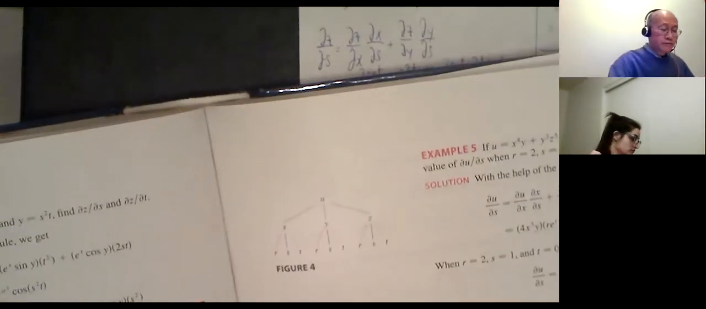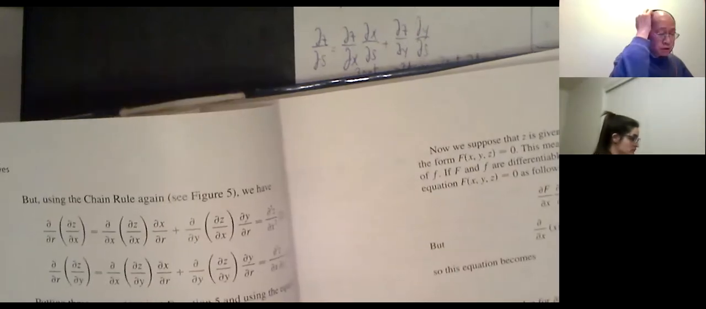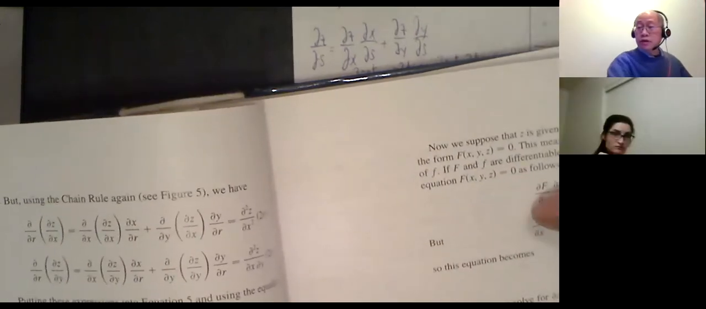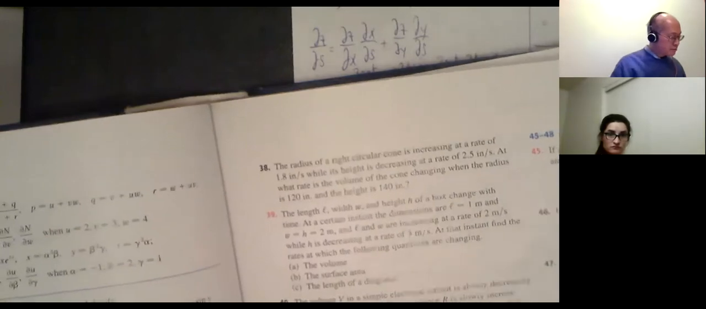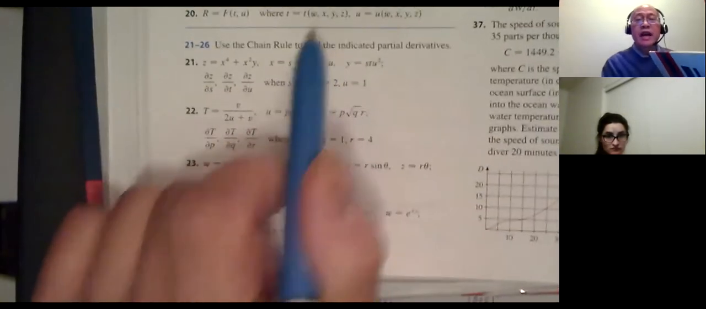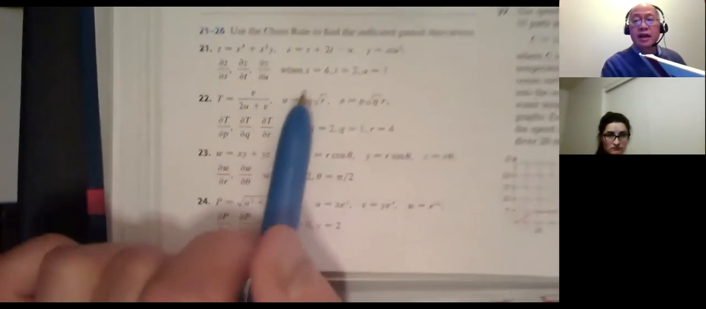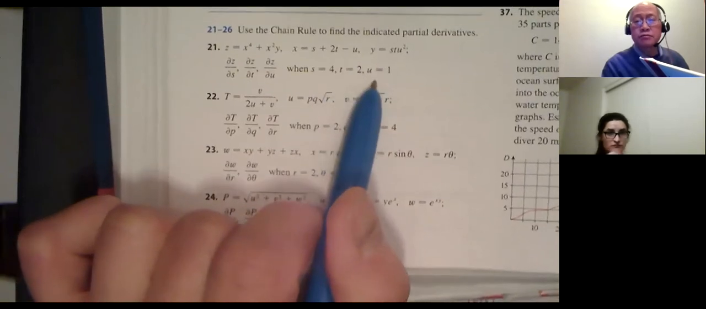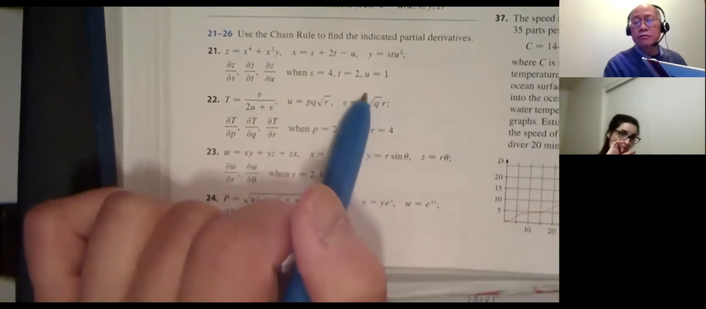All right, that's that type of problem. And now, just like in Calc 1, you want to find specific values of derivatives. So let me show you line 21. Find the derivatives, and then they tell you to plug in s is 4, t is 2, u is 1. Okay, just like in Calc 1, right?